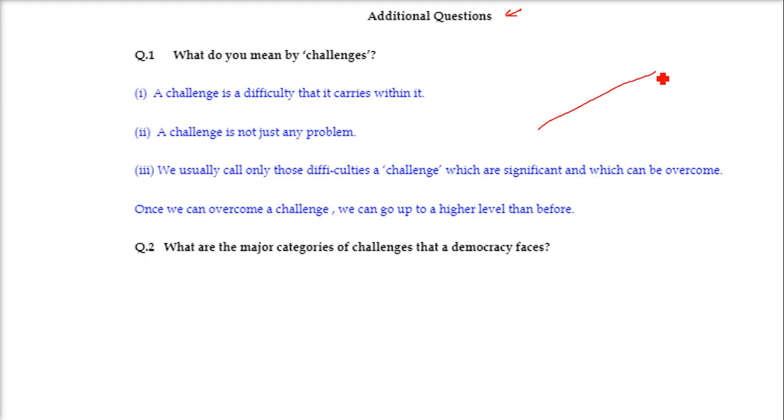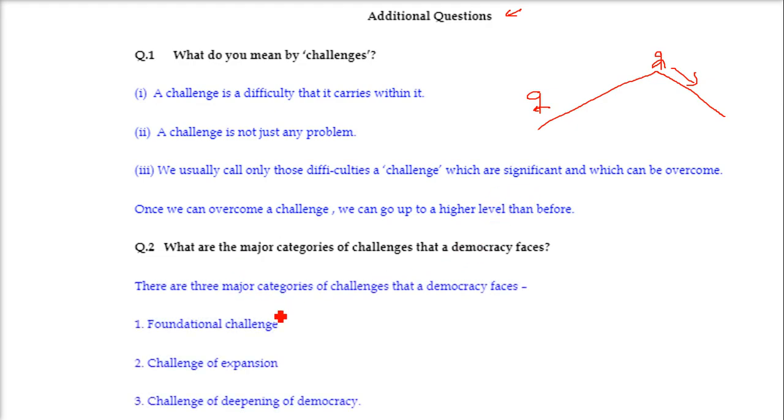For example, if you want to climb a cliff, now this is a difficulty or a challenge for you, but once you reach the peak, you have another way to go or progress. So once we overcome a challenge, we can go up to a higher level than before. What are the major categories of challenges that a democracy faces? So we have three of them as a major challenge.